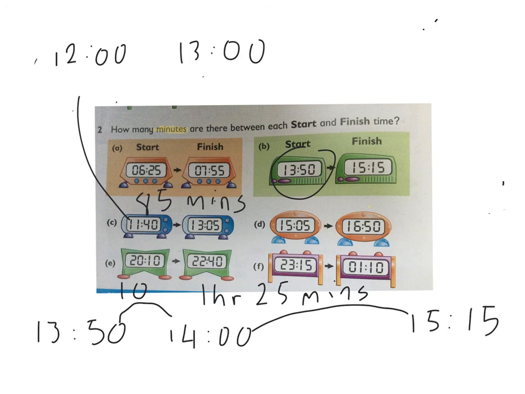15:05 to 16:50. So if I try a different strategy, how many minutes does it take me to get from this 05 to 50? Right, 45 minutes. And then 1 hour then, which is 60 minutes. So 105 minutes altogether.